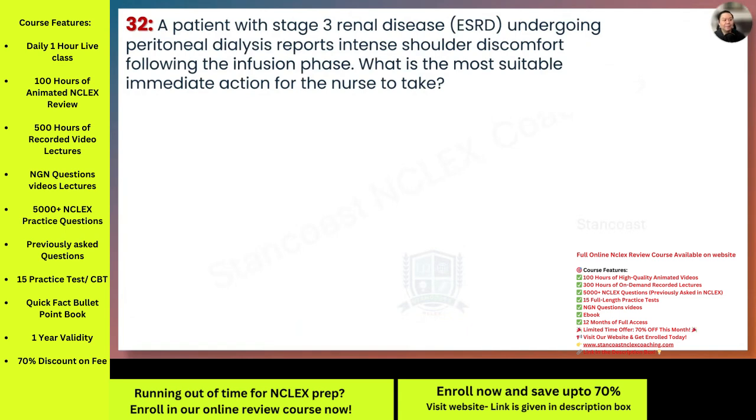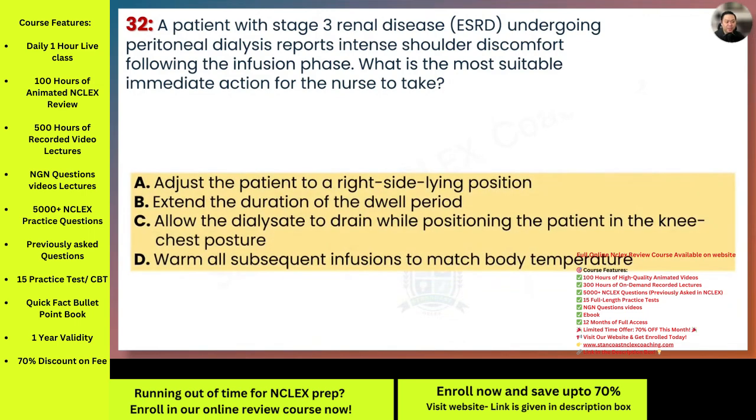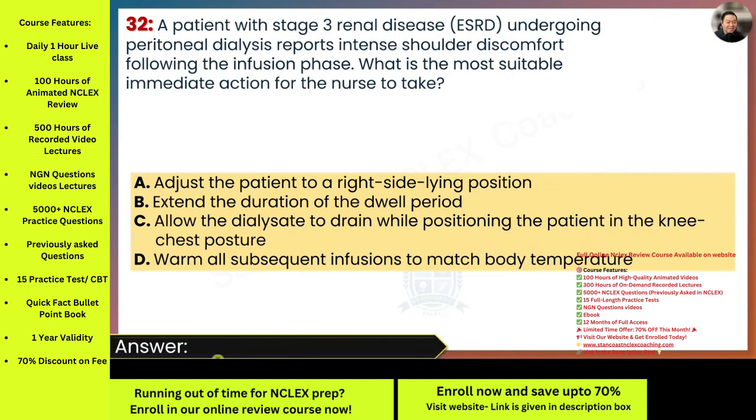32. A patient with stage 3 renal disease undergoing peritoneal dialysis reports intense shoulder discomfort following the infusion phase. What is the most suitable immediate action for the nurse to take? Options: A, adjust the patient to a right side lying position. B, extend the duration of the dwell period. C, allow the dialysate to drain while positioning the patient in the knee chest posture. D, warm all subsequent infusions to match body temperature. The answer is letter C.